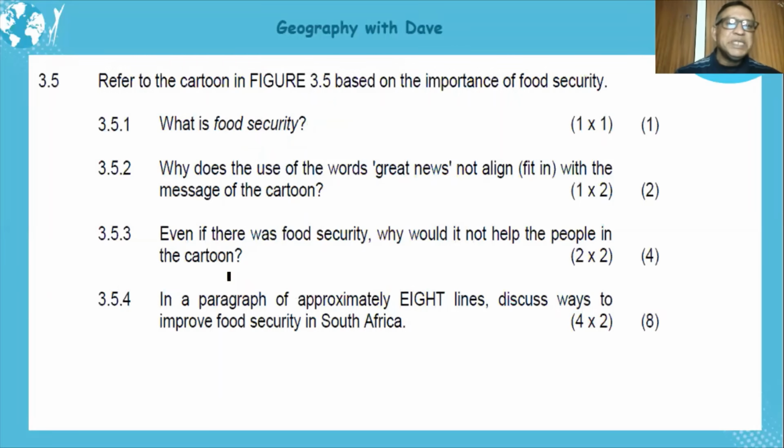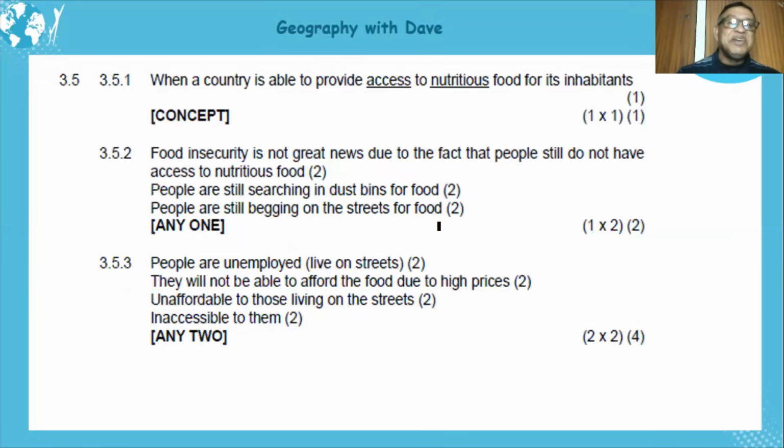Okay. Then, very quickly, can you see? What is food security? Lots of times it starts off with a simple question, identification or define or something along those lines, which leads you on to the next questions. You know already. Food security is the access to nutritious food by inhabitants of a country, when a country is able to provide nutritious food for its inhabitants.